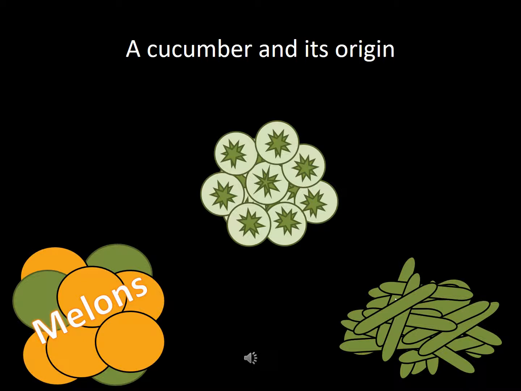cucumiform fruits that are used as vegetables by humans. Of the 30 species, Cucumis sativus has the greatest economic significance.